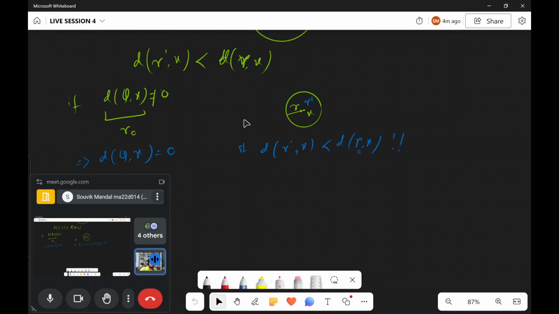Why? Because if this inequality holds and r naught is the minimum of distances of the point from the set of rationals, then this inequality disrespects the given fact that r naught is the minimum or infimum of all distances. That's why d of Q comma x has to be equal to 0. So this is the full argument. Are you able to understand? Let me know.